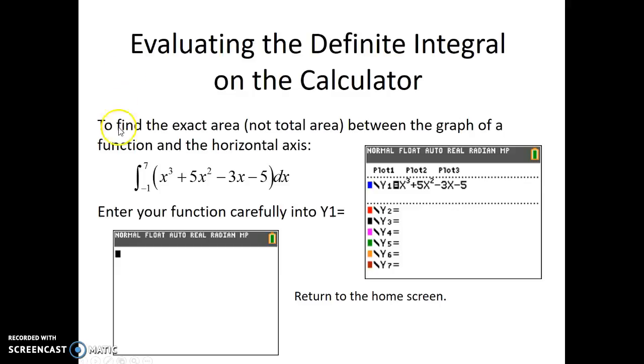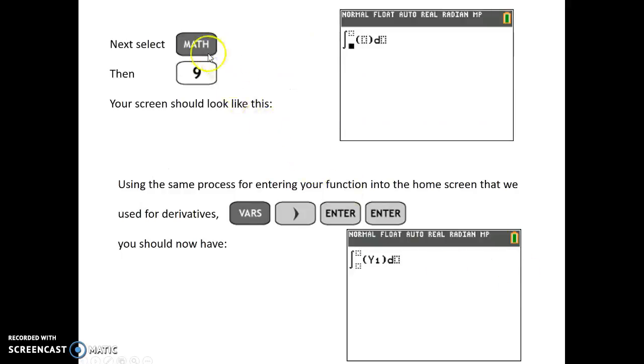axis. So for instance here, for this function, the integral from -1 up to 7 of x cubed plus 5x squared minus 3x minus 5 with respect to x, you're going to enter your function carefully, make sure you have it entered correctly into y1, and then you're going to go back to the home screen. You return to the home screen and it's got that little bouncing x there. So enter your function into y1, go back to the home screen, and then hit your math button, and then you're going to select number 9, and your screen's going to look like this.